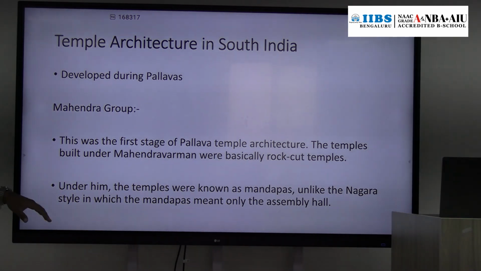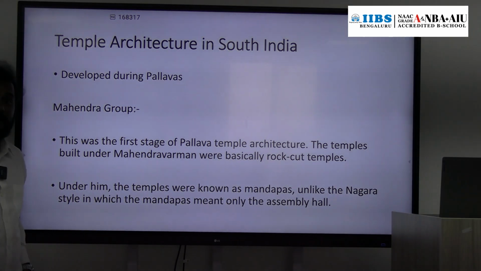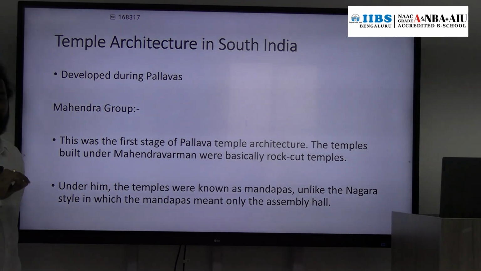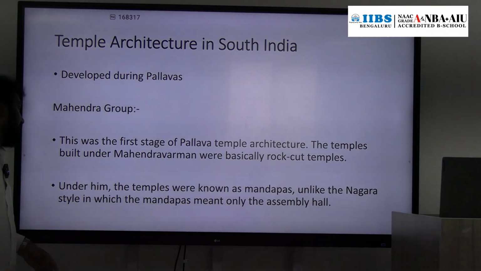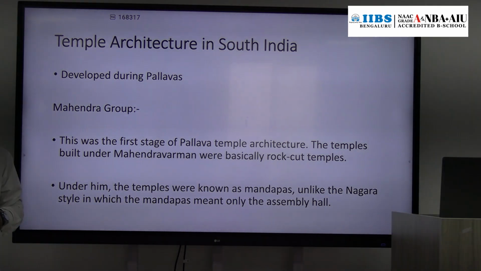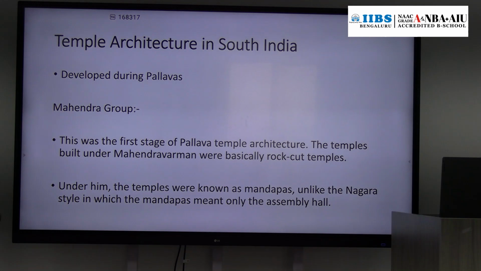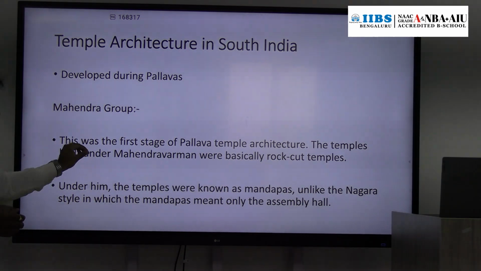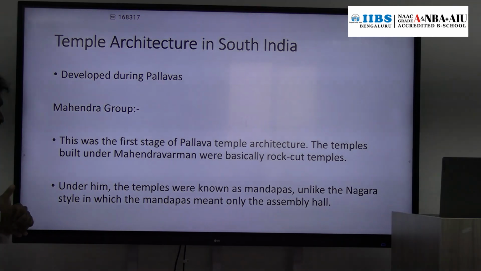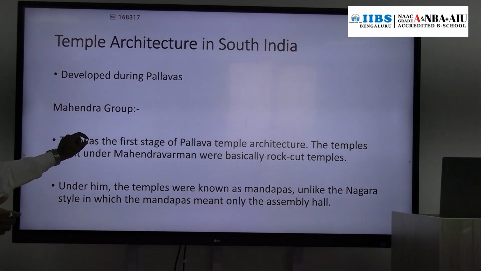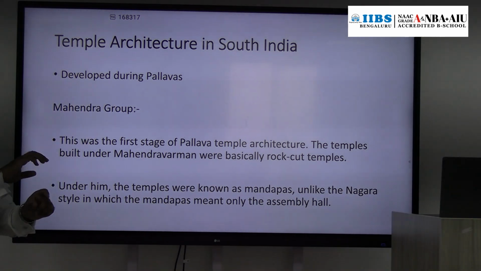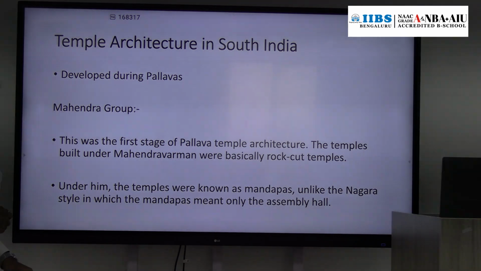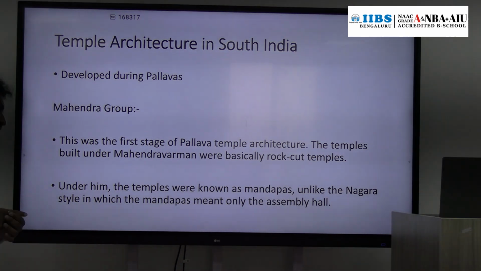Then after that, we will discuss the Dravidian style of temple architecture, which was developed during the Cholas. And the base of the Dravidian style of temple architecture is rock cut temple architecture. Mahendravarman was the Pallava ruler. During his reign, the first stage of temple architecture in South India was developed. These were rock cut temples, not standalone. One rock would be used, they would use tools, engrave it and make the temple. That was the style.